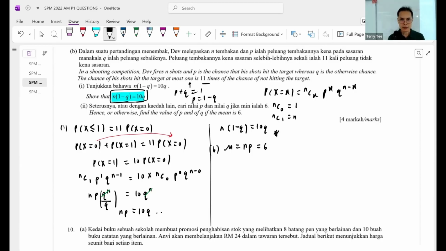So from this equation, I use this one. From equation 1, what is your np? np is 6. 10q. Can you find q? 6 divided by 10. What is 6 divided by 10? 3 over 5. You can write 0.6. And remember, p plus q is always 1. So p is 1 minus q. So what's your p now? 1 minus 3 over 5. p is 2 over 5.